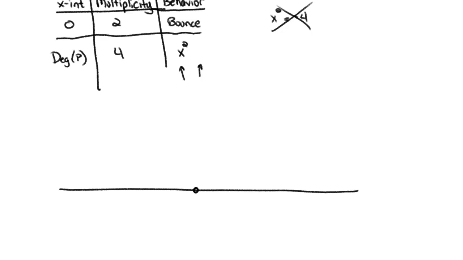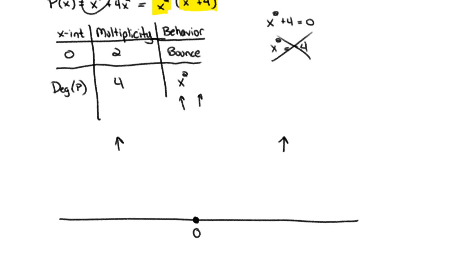I will plot the x-intercept at 0. I know that it's going to be up and up. And I know that it's going to want to approach that x-intercept at 0. It's going to bounce off of it and continue to climb. It'll look kind of like this.